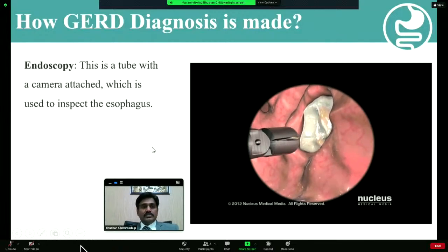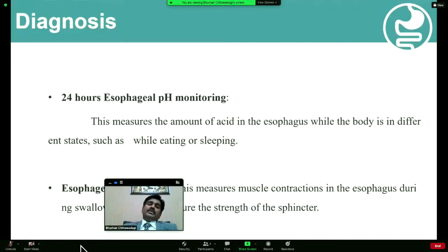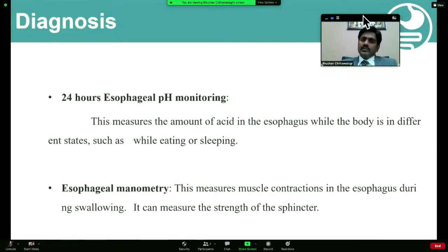Now, once endoscopy is done, the patient is started on medications. I'll come to the treatment, how exactly it is done, and I just want to highlight some other tests which can also be done. Endoscopy is the main source of diagnosing it, but there are other tests for when a patient, in spite of being treated with medications and changing all his dietary patterns, continues to have the reflux.